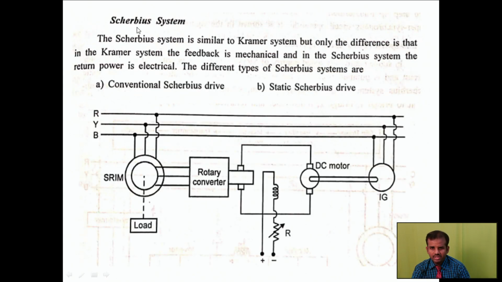So the only difference is the feedback. Here we use an induction generator, which converts the mechanical power into electrical power. The remaining things are the same. Here I use the same rotary converter, which converts the slip power into DC power, which is fed to the DC motor. The DC motor and the induction generator are coupled, and the induction generator converts the mechanical power into electrical power and returns it to the supply line. So that's all about the conventional Service drive.